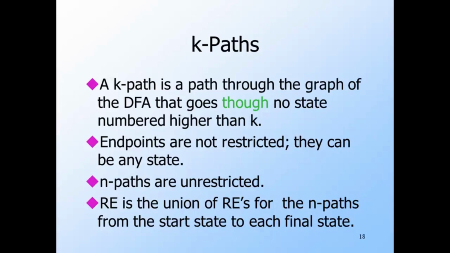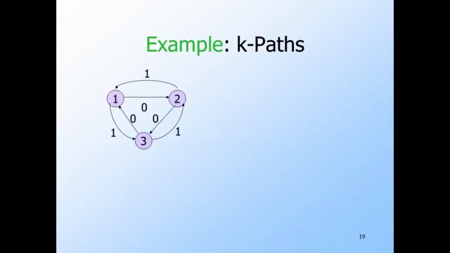Notice that an n path represents no restriction on paths at all, since there are no states whose names are higher than n. To get a regular expression for the language of the DFA, we take the union of the expressions for the n paths that describe how you get from the start state to each of the final states.